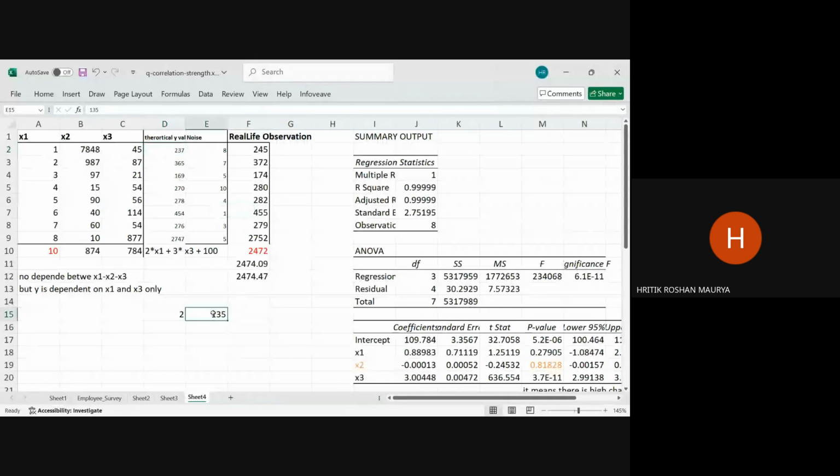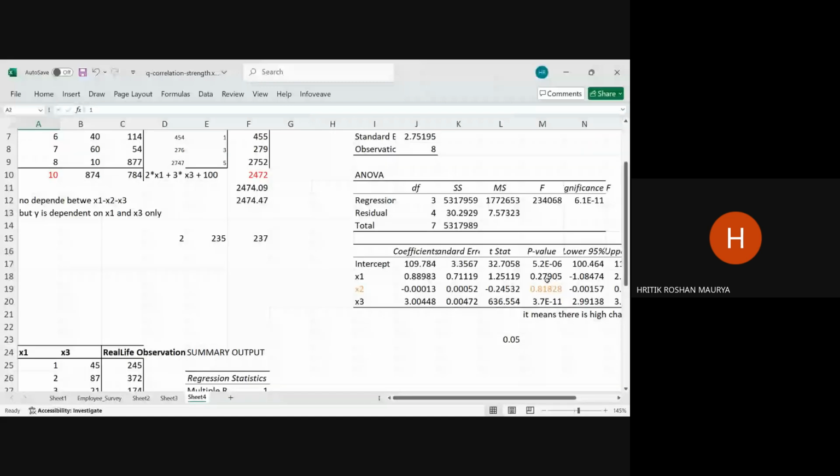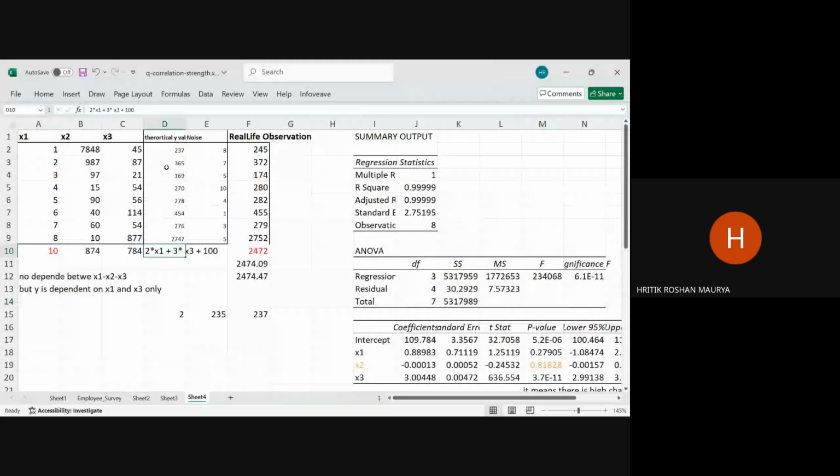And plus 100, which is 235. And this is 2. And the prediction value is 237. You can clearly see that x3 is affecting most of the y value. Are you able to see? Yes, sir. X1 is very less relevant. That same thing is represented here. But in the formula, the way we derived it in the model, the actual model is following, where x1 and x3 both are relevant.